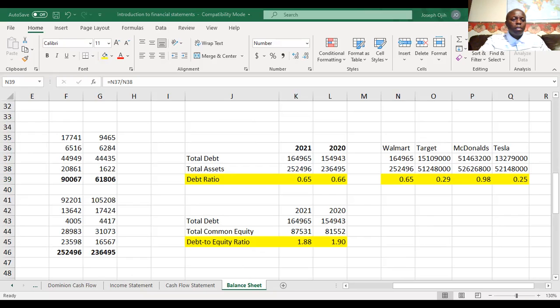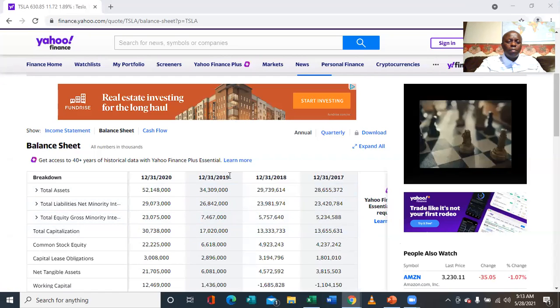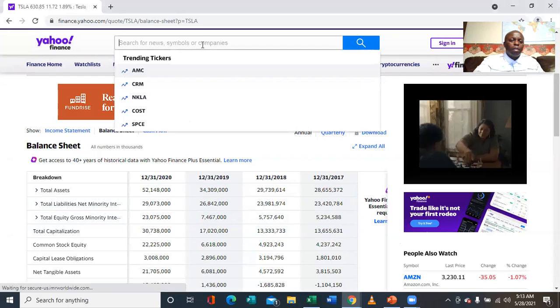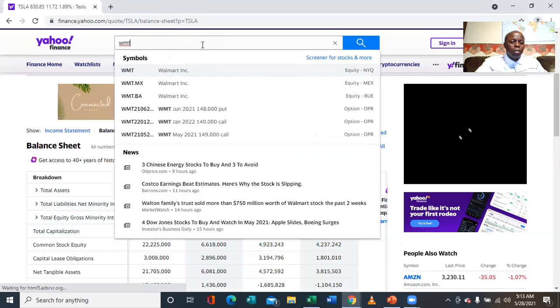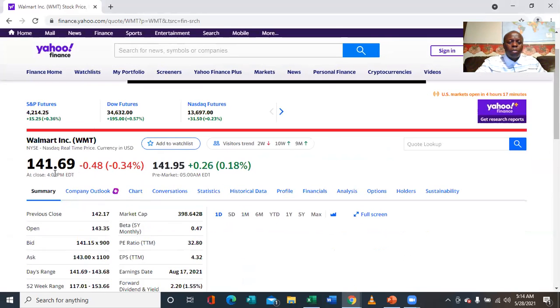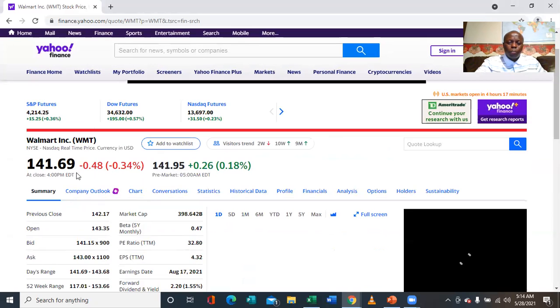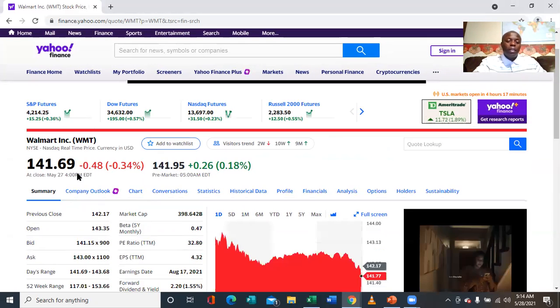Make sure you're seeing this. WMT. Okay, so the stock price is $1.41 per share. So far this is still morning, so it might change eventually during the day.